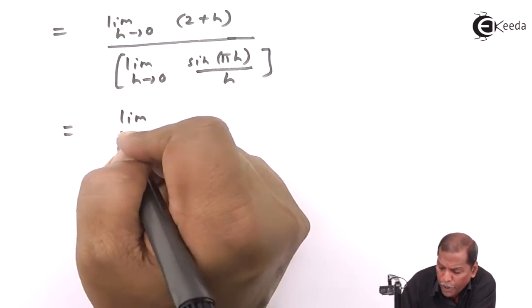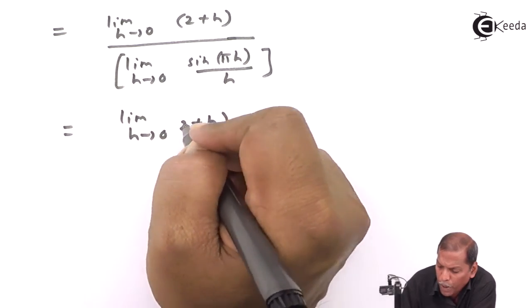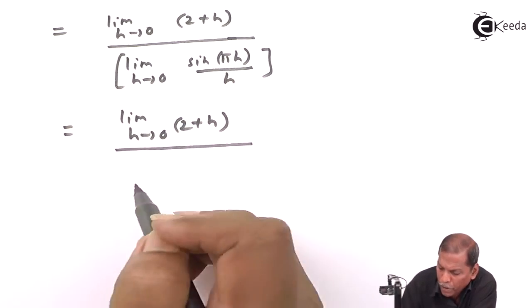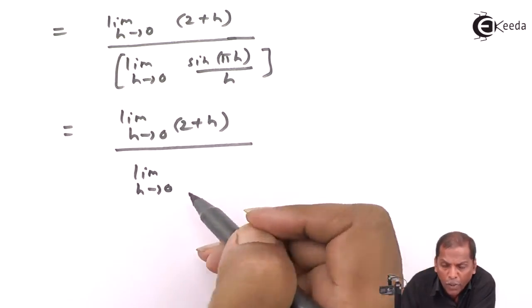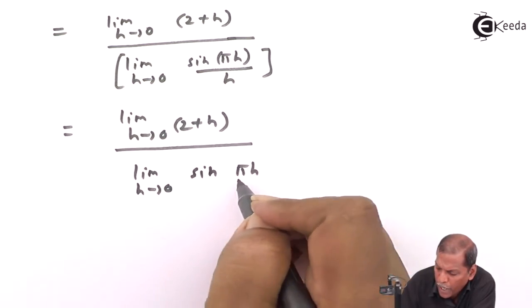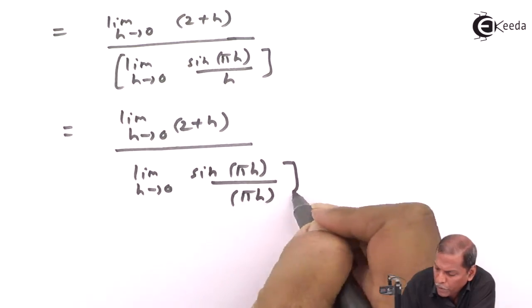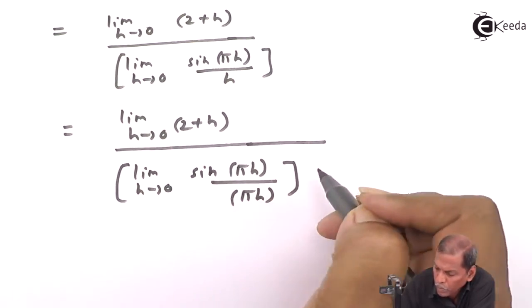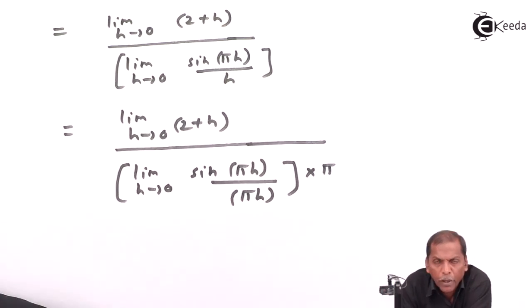Therefore the next step will be the limit as h tends to 0, we write 2 plus h as it is in the numerator, and then in the denominator we write the limit as h tends to 0 of sine of pi h upon pi h, and into pi. It means in the denominator we multiply and divide by pi.